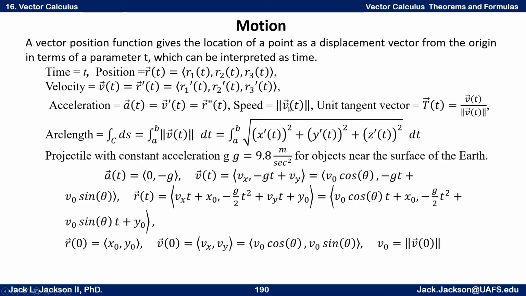The speed is the magnitude of the velocity. A unit tangent vector would be the velocity divided by its norm, because the velocity is always tangent to the curve. We just have to divide by its norm to make it a unit tangent.